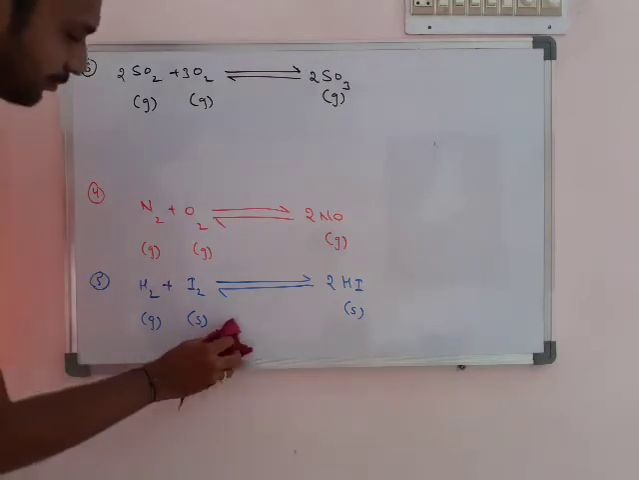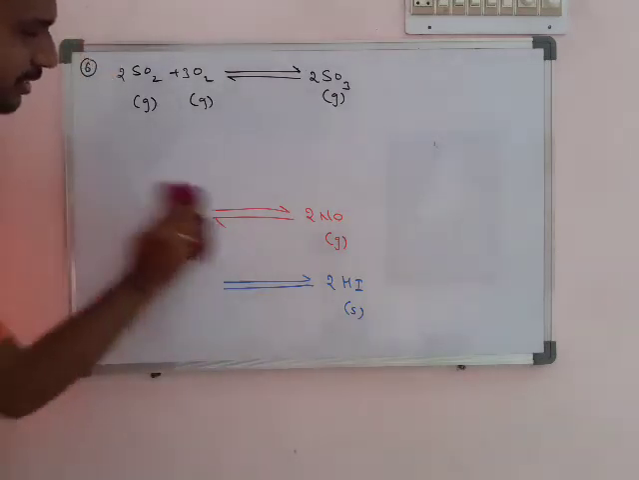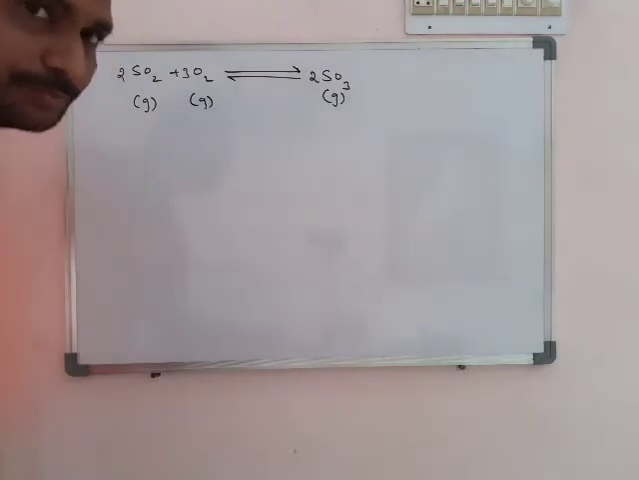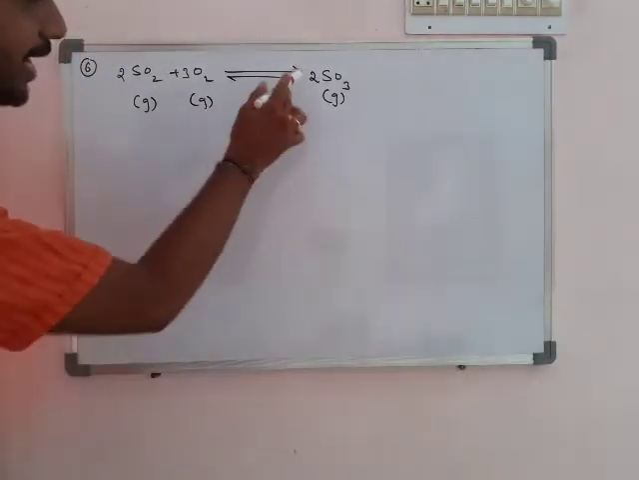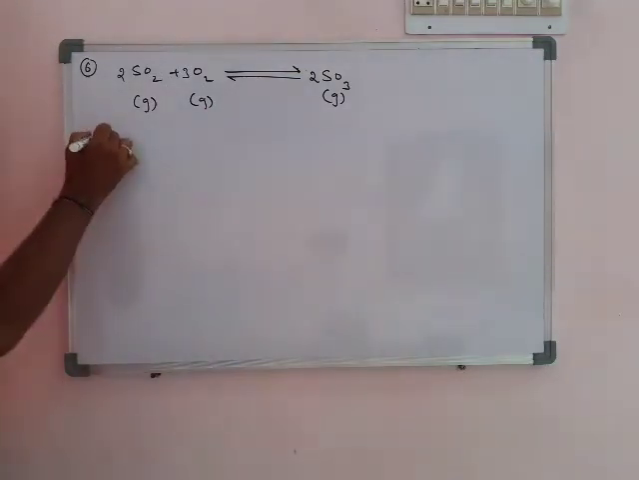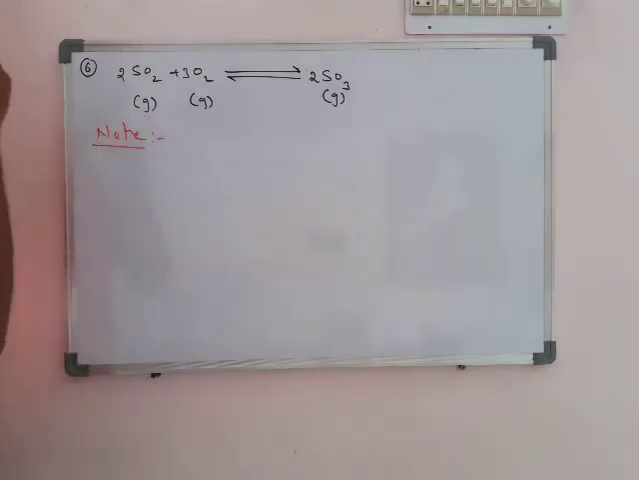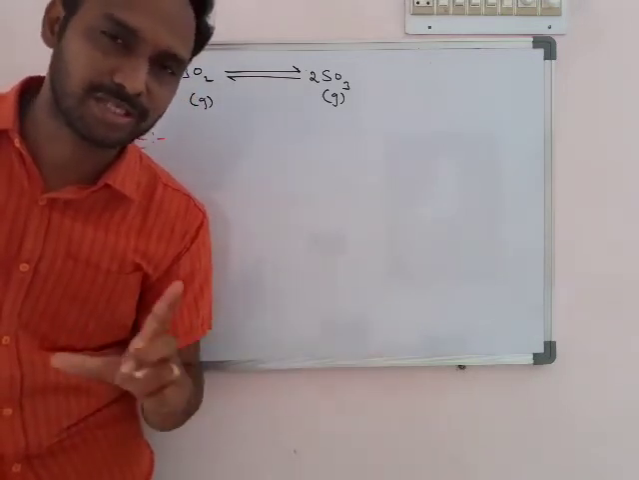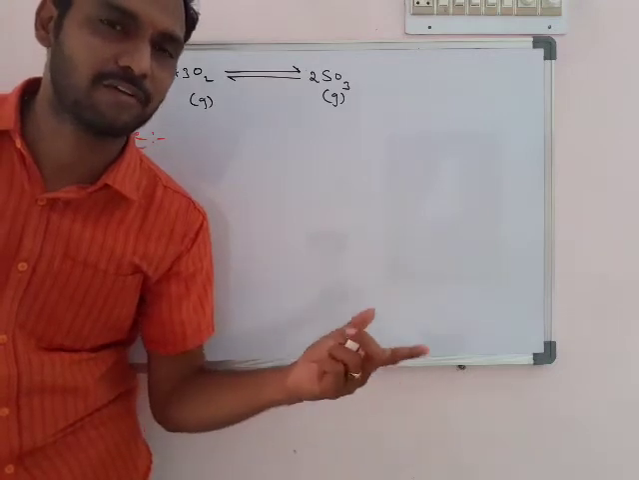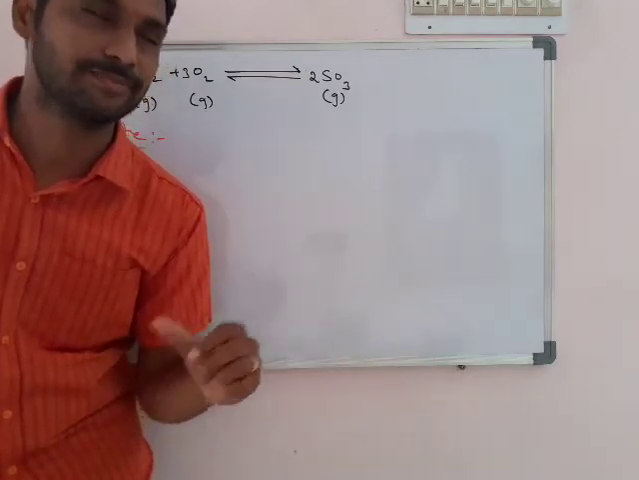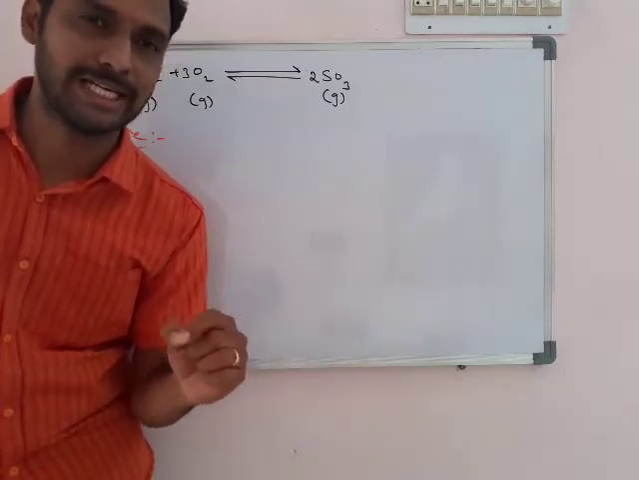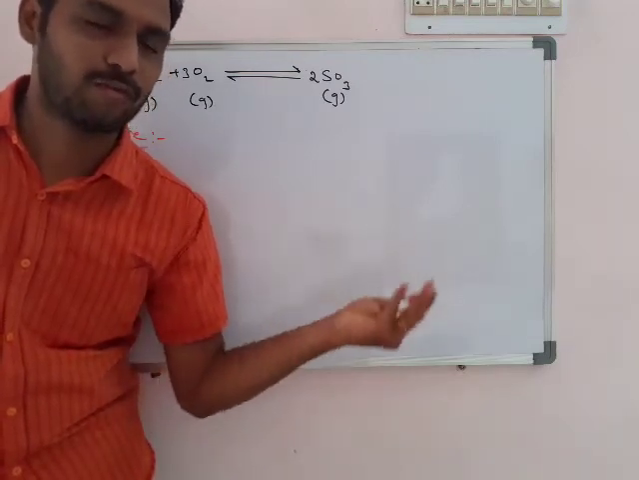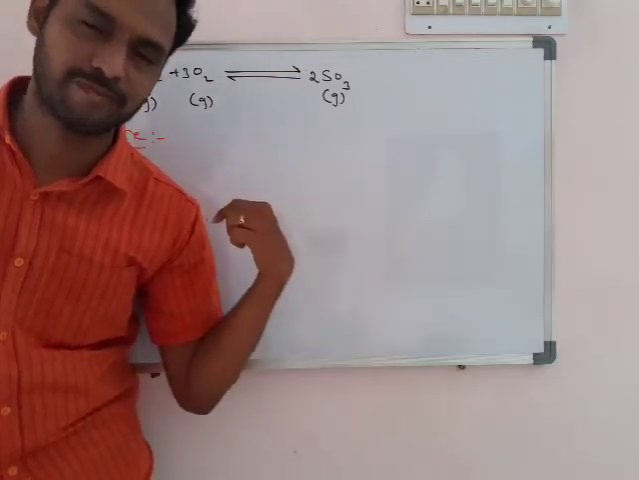Here the important thing is this symbol, we use this symbol for reversible reactions. This two-sided symbol is also known as the equilibrium symbol. We know that in reversible reactions the forward reaction and backward reaction take place simultaneously. At a particular condition, when we start the reaction, the forward reaction proceeds. After the product is formed, the backward reaction starts.